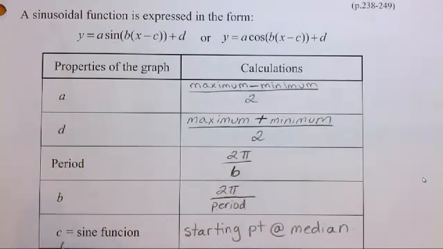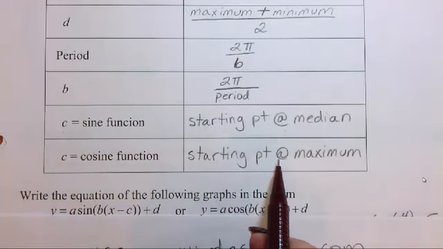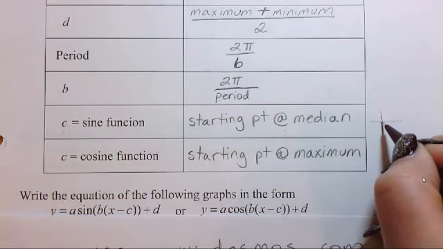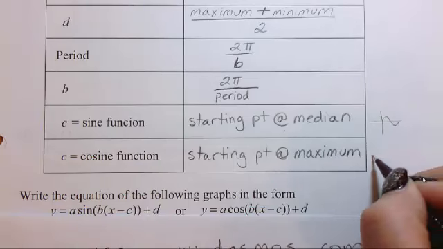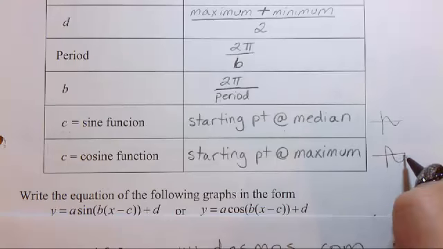And this is looking for the phase shift. If you want to write the equation for the sine function and you want that C value, you look at your starting point at the median, and that's going to give you your phase shift. For the cosine function, you want to look at the starting point at the maximum. That's only because when you're looking at sine, you start at the midline like that, and for cosine, you start there, and then it goes like that. So that's what that's referring to.